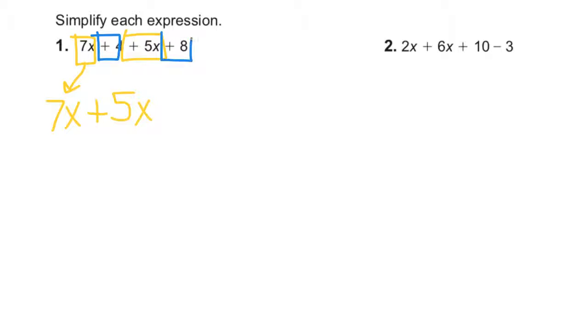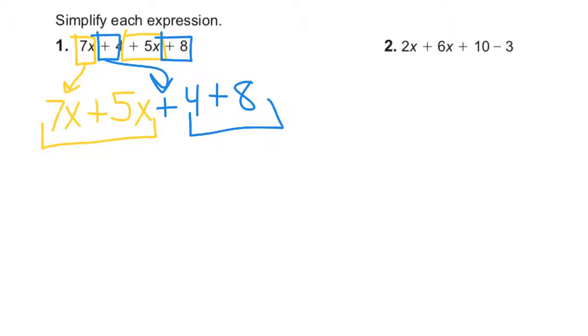So I have a plus 4 and a plus 8. So I'm going to go ahead and bring those down and add them to the end. And now I have my rewritten expression where my like terms are grouped together. So I have 7x plus 5x plus 4 plus 8. So if I have 7x's and 5x's, I'm going to add the 7 and the 5. When I add the 7 and the 5, I'm going to get 12x.